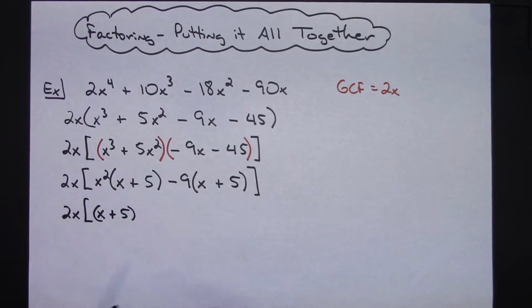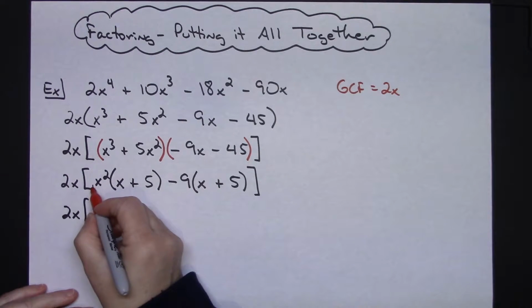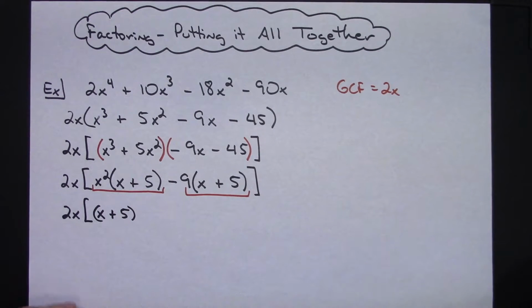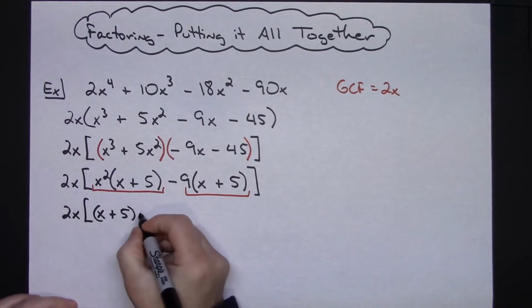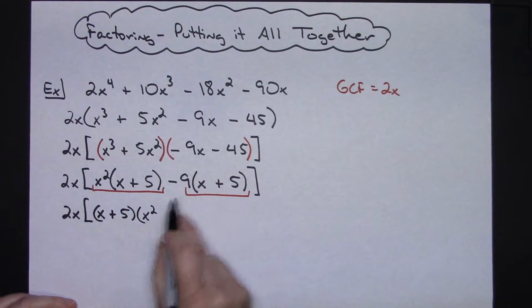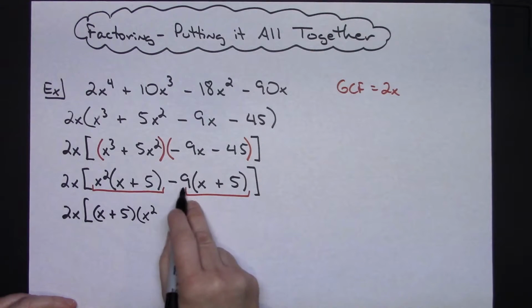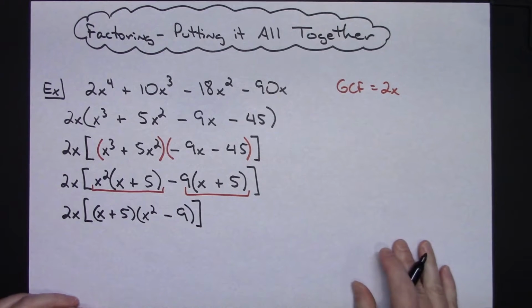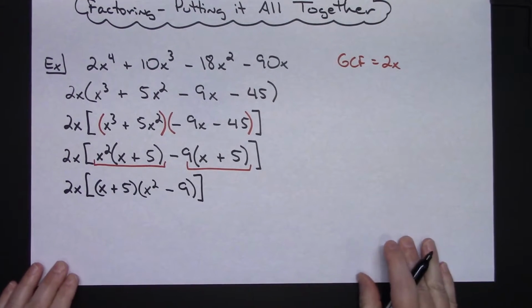In this term right here, let's even distinguish that a little bit more. Here's a term, and here's a term. Okay, so in this term, when I take out the x plus 5, that's going to leave me with an x squared. Out of this term, when I take out the x plus 5, that's going to leave me with the minus 9.